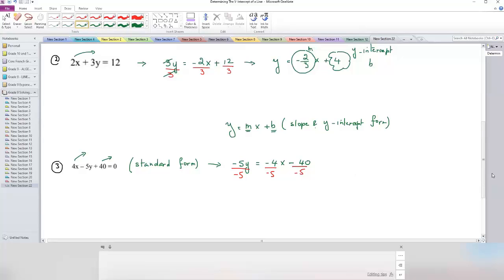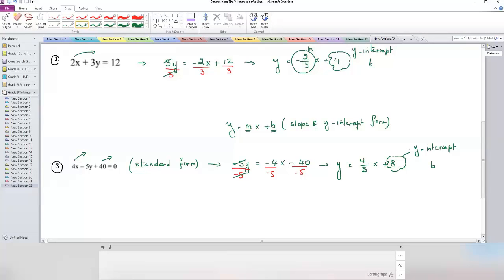So I can continue this way. I can simplify the negative 5 with negative 5. So I will get y equals, the negative cancels the negative, that means 4 over 5 x. Negative 40 over negative 5, negative and negative have the same sign, so it's going to be positive 8. And here, the 8 will be my y-intercept, or my b in this case.